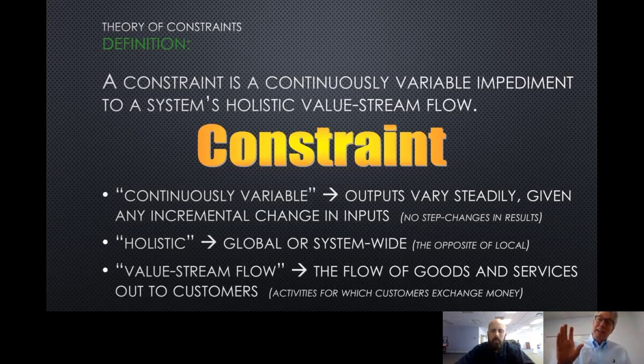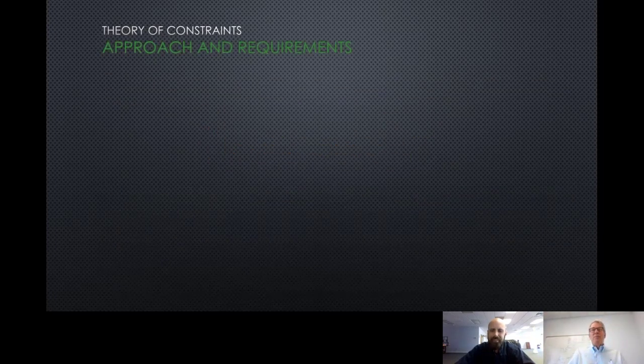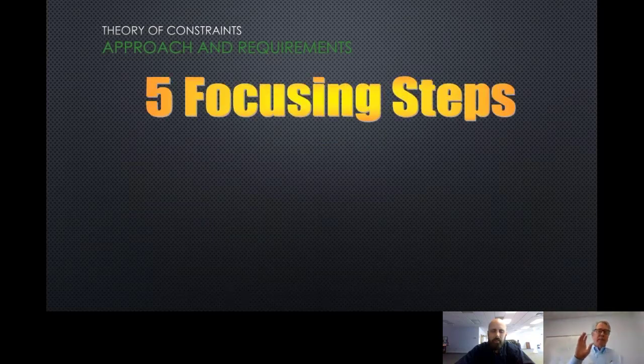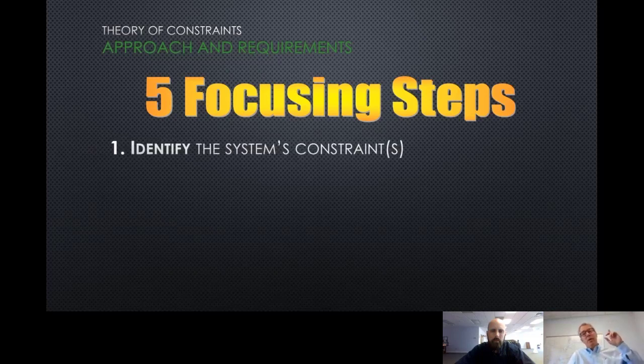Now that we know what a constraint is, what do we do with one? That's what Goldratt came up with: five focusing steps. The first printing of The Goal did not have these five focusing steps. He came up with these after 1984, and the second edition had them towards the end. And it starts with a very simple one.